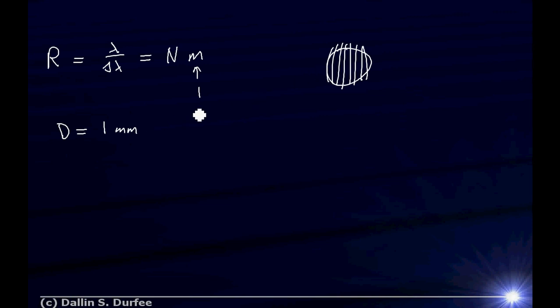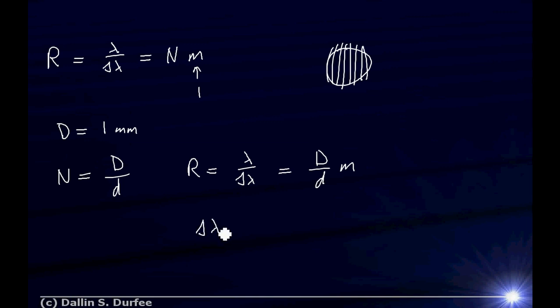So let's just calculate the number of lines illuminated as the diameter of my laser beam divided by the distance between the lines. How's that? So that means our resolving power, which is lambda over delta lambda, is just going to be d over the spacing between the lines times m, which is 1, right? And so the uncertainty, how well I can measure my wavelength, is just going to be the wavelength times spacing between lines divided by d times m.